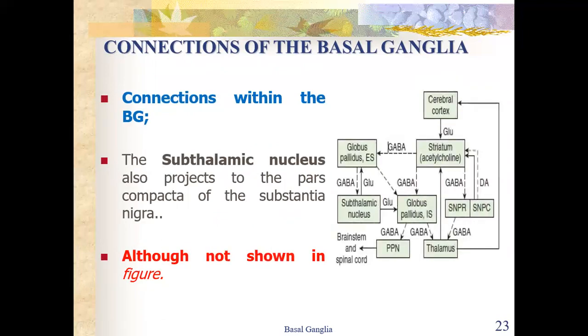That same subthalamic nucleus also projects to the pars compacta of the substantia nigra. That connection was not shown in this illustration, but have it in mind: there is a projection between the subthalamic nucleus and the substantia nigra pars compacta.